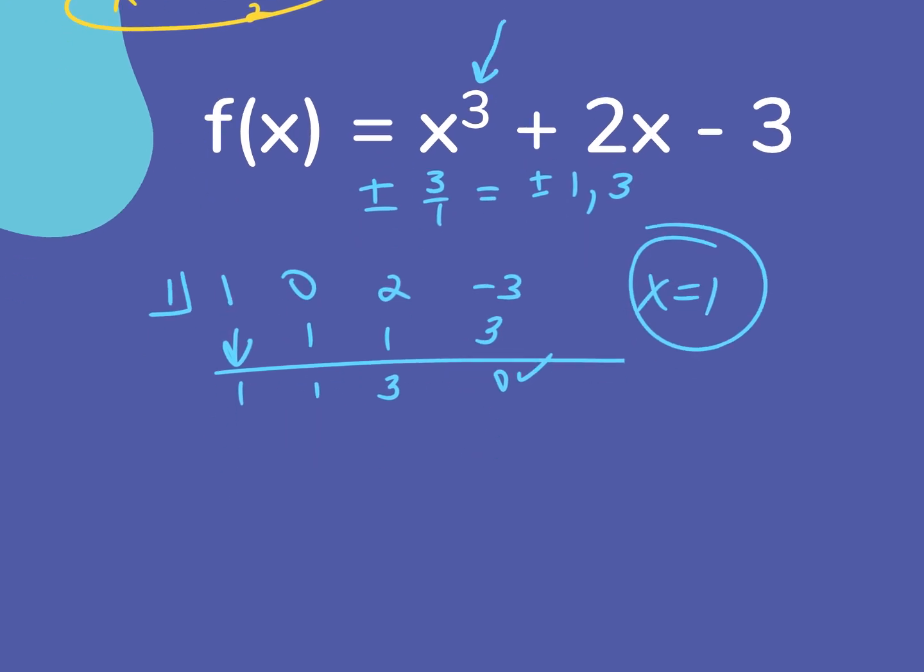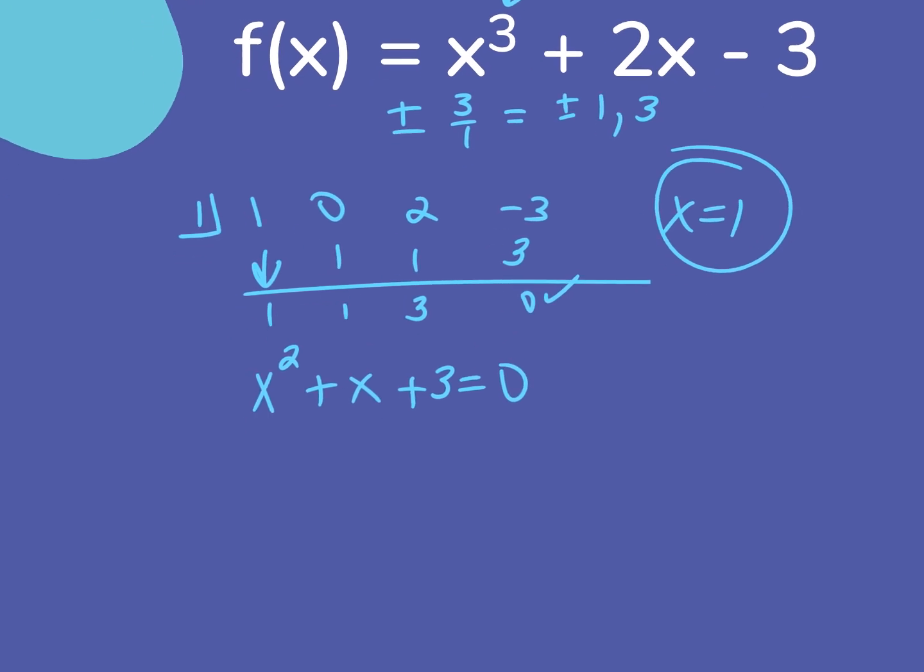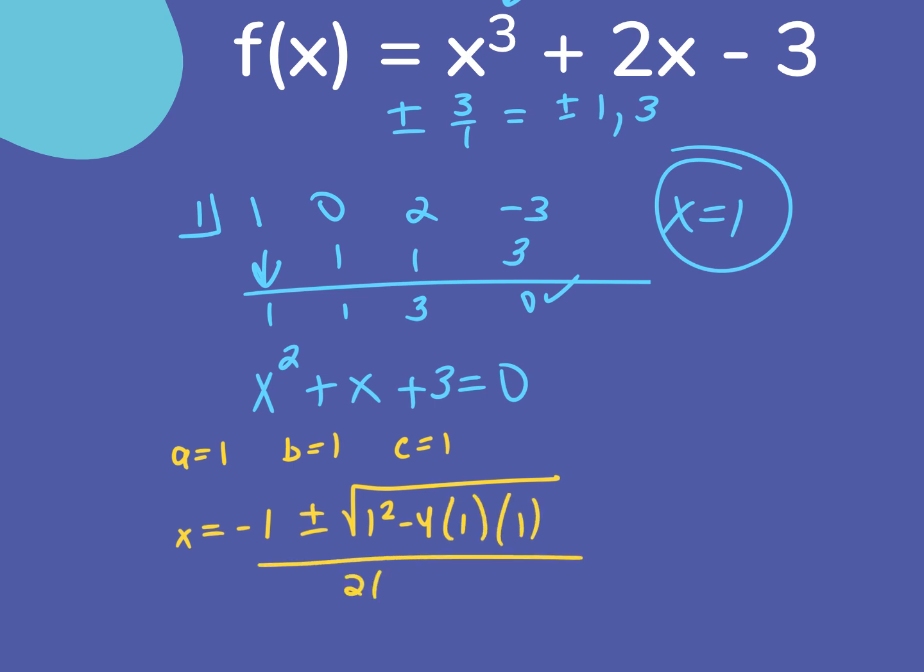So what's left over, guys? How do I write it? X squared plus x plus 3 equals 0. All right, I have 2 more answers that I have to discover. Does this factor? No. So what are my 2 options again? Quadratic or completing the square. I'm just going to go with the quadratic formula. So I get negative b, negative 1 plus or minus the square root of 1 squared minus 4 times 1 times 1 all over 2 times 1.